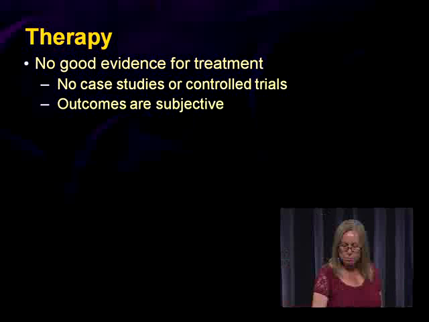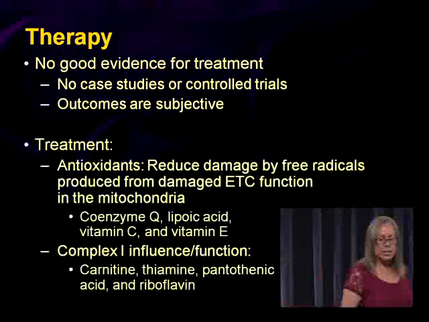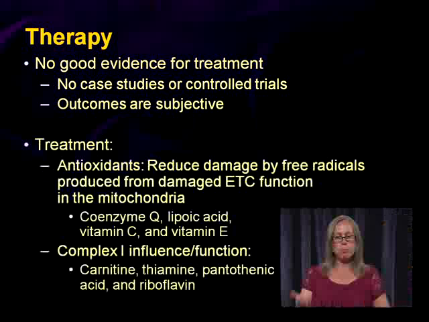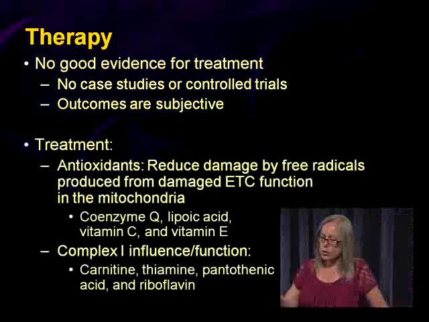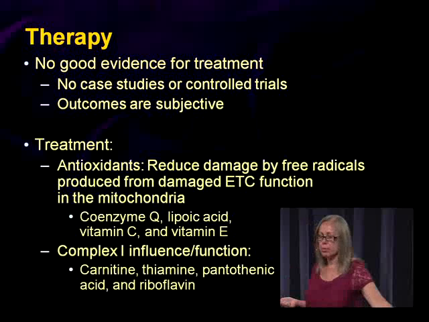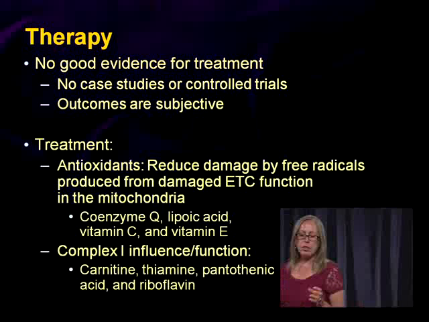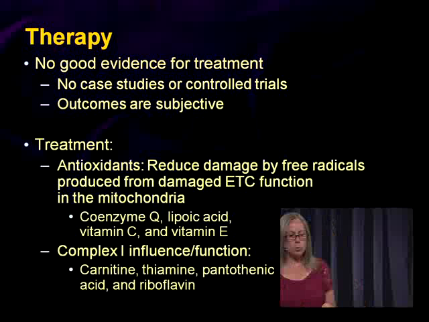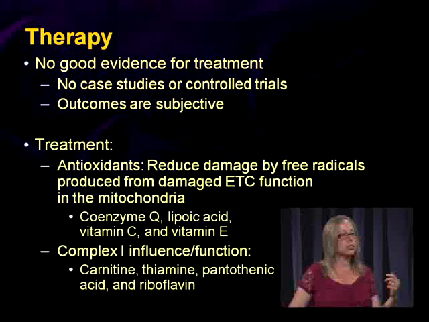But we do like to give people things because it makes us feel better, even if it doesn't make our patients feel better. So give them antioxidants to help with their free radicals and reducing damage: coenzyme Q, lipoic acid, vitamin C, vitamin E. And then try to stabilize your complex 1 with carnitine, thiamine, pantothenic acid, and riboflavin, so a mitochondrial cocktail.